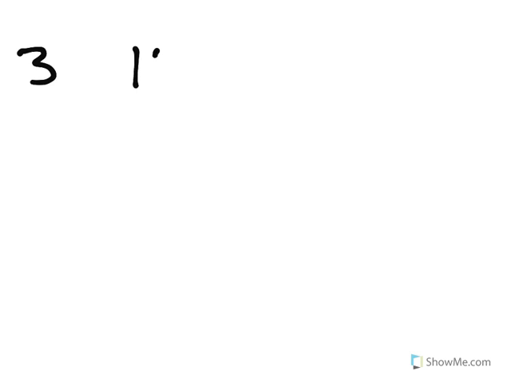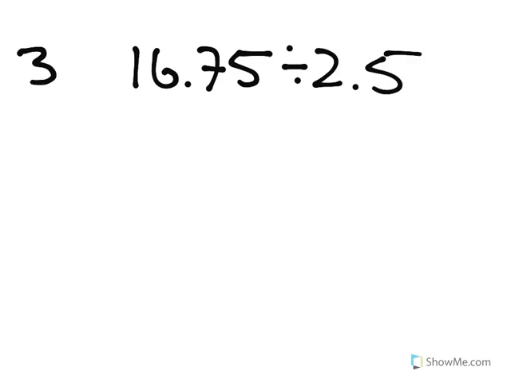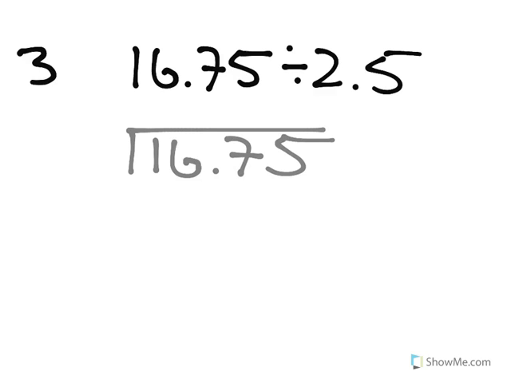It says 16 7/75 divided by 2 5/10. So the first thing I want to make sure I do is set it up correctly. So I'm going to put the 16 7/75 as my dividend. The 2 5/10 is my divisor.